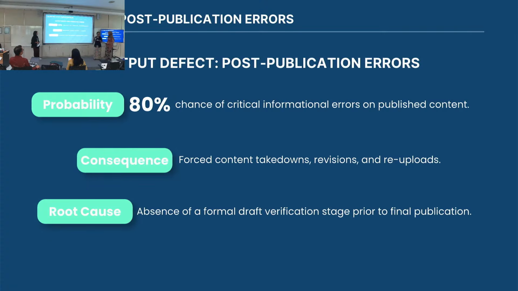The second failure point is a high rate of post-publication errors. There is an alarming 80% probability that published social media content contains critical information errors, such as wrong dates or typos. Whenever this happens, the content must be taken down, revised, and re-uploaded.